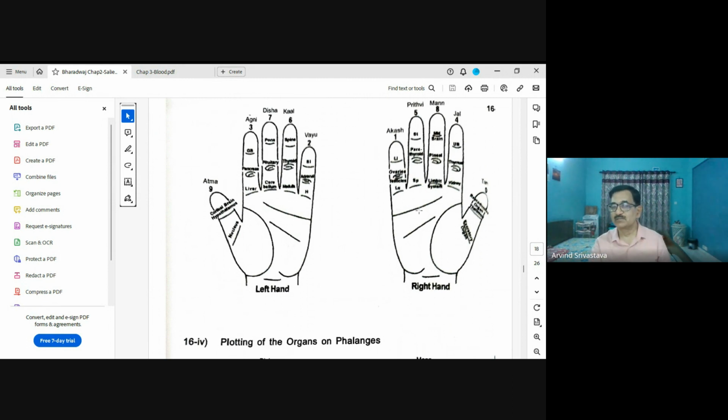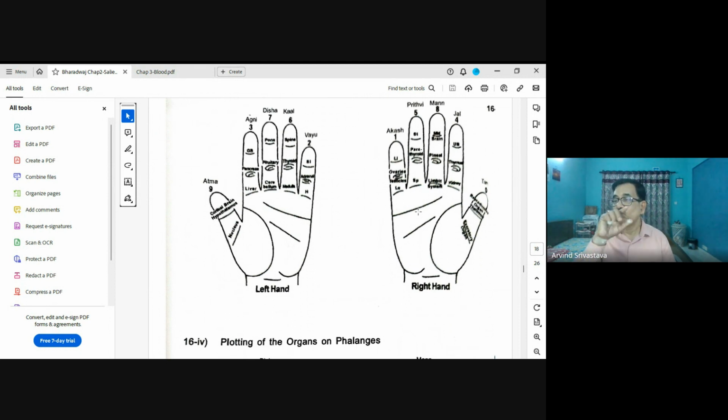We start from the right hand. So what is the first number? The first number is space, Akash. First energy is space. As in Chinese theory, we see the lungs meridian. The lungs meridian consists of 2 organs: one organ is lungs and one is large intestine.